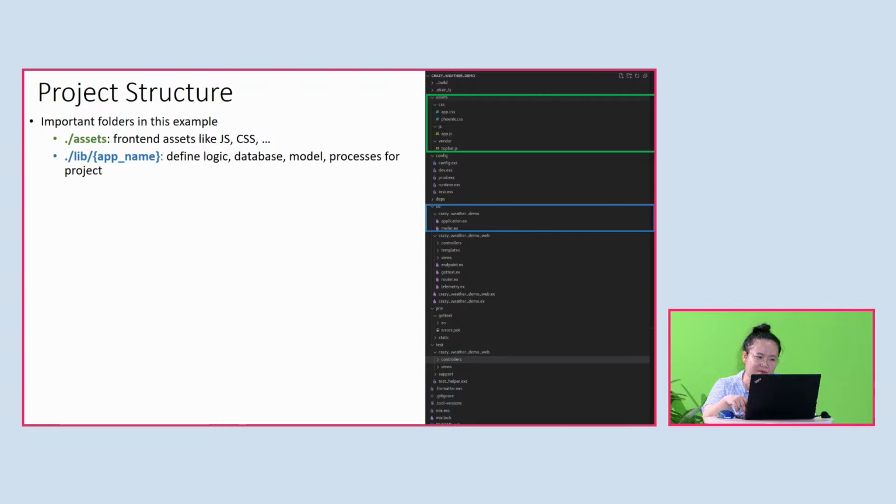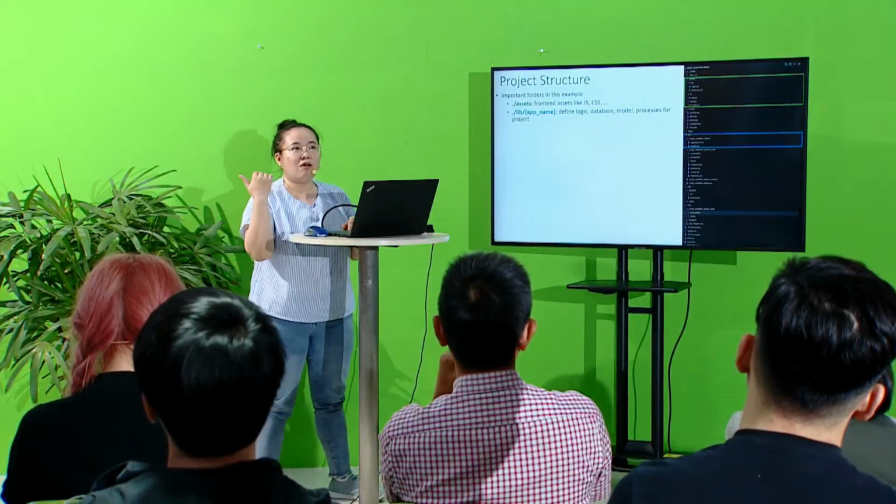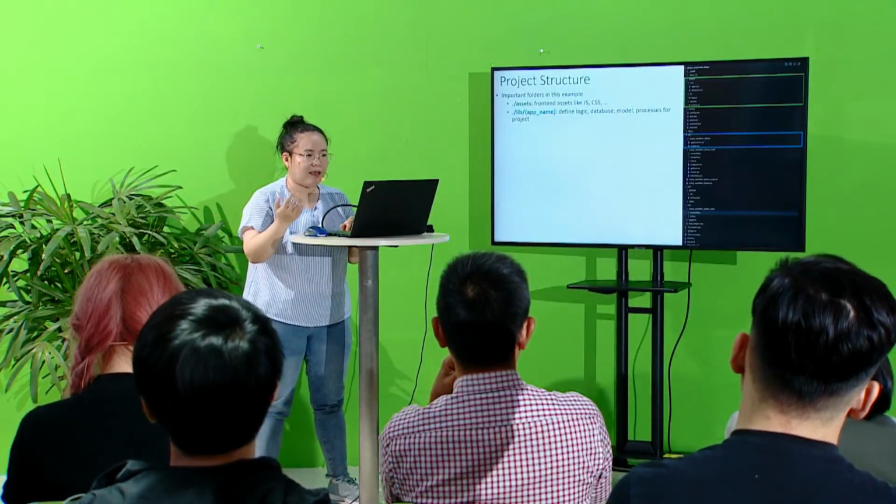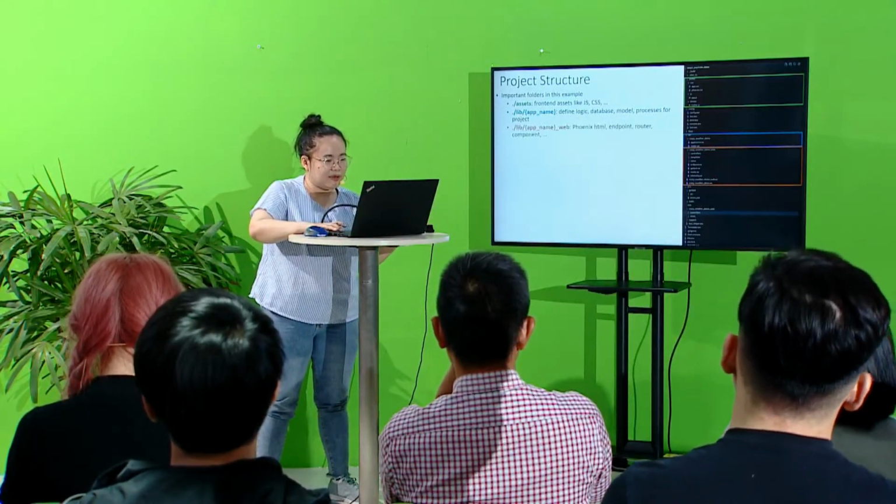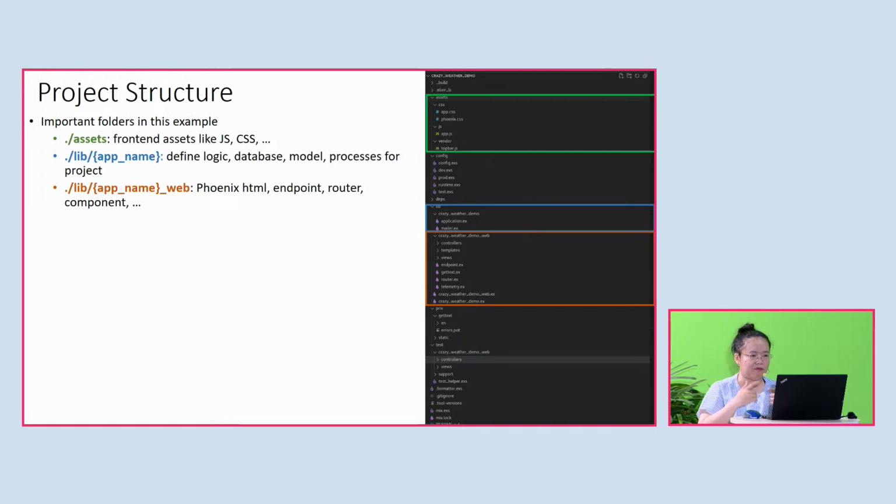Next is the lib folder. I created this project with the crazy weather demo, so lib/crazy_weather_demo will contain all of the logic and the model. LiveView is built on the idea of MVC, model view controller. With this folder, we define everything related to the model and the database connection. The important folder is the underscore web folder, where we have the Phoenix endpoint, router, components, controller, HTML, and templates, everything required to run it.